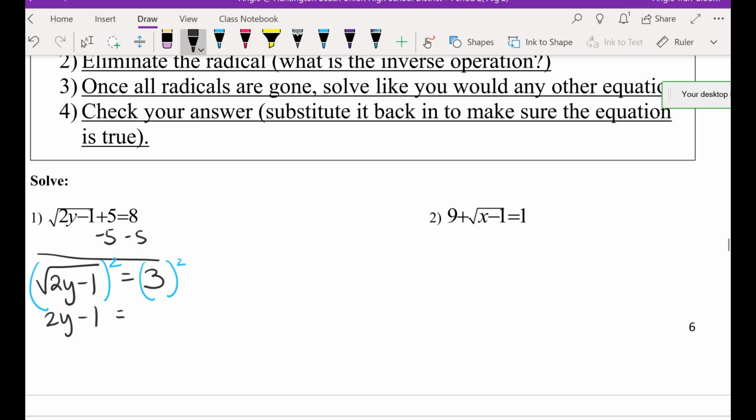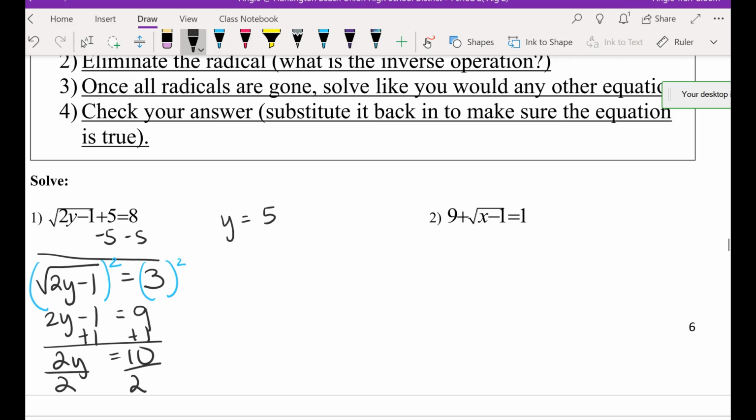2y minus 1 equals 3 squared is what? This one goes to Brooke. 9. What do you want to do next? Hope to solve for y. Yeah. So now 2y equals 10. Divide both sides by 2. ANC, 10 divided by 2. Y is 5. Don't be rushing to box that up.